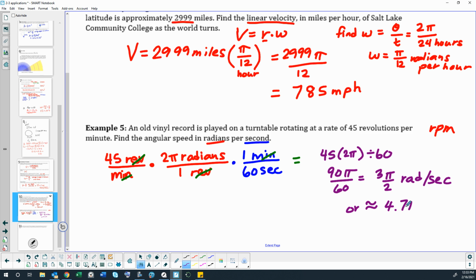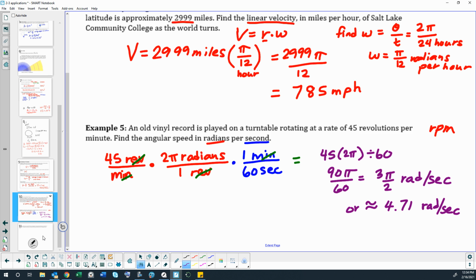Now in my head, revolutions per minute honestly makes more sense than radians per second. So I feel like this would make even more sense to me if I changed that to miles per hour, right? But that would take knowing the radius of our record. We would have to know the radius of it. We would have to be able to convert to hours instead of seconds. There's a lot more information involved to change that to linear velocity instead of just angular.